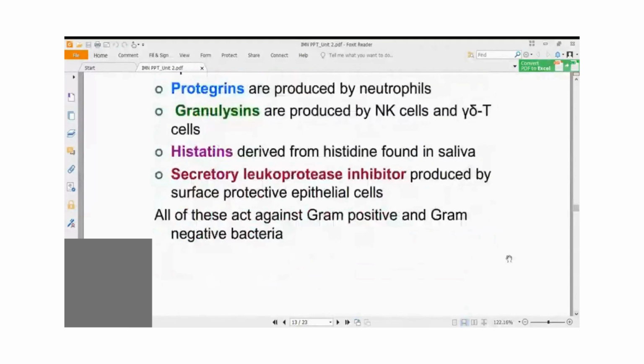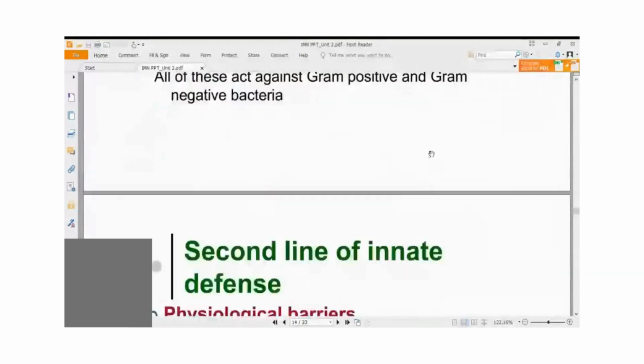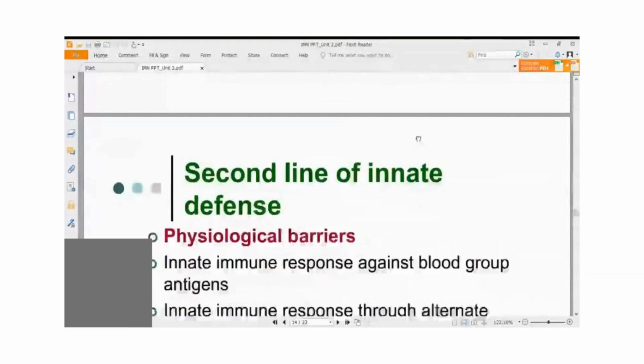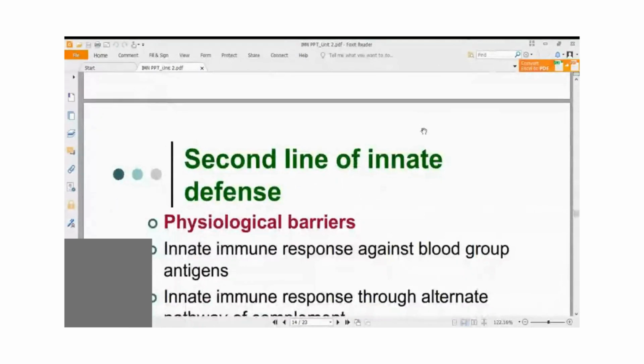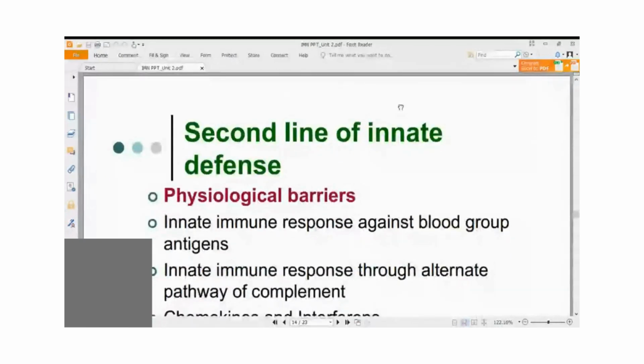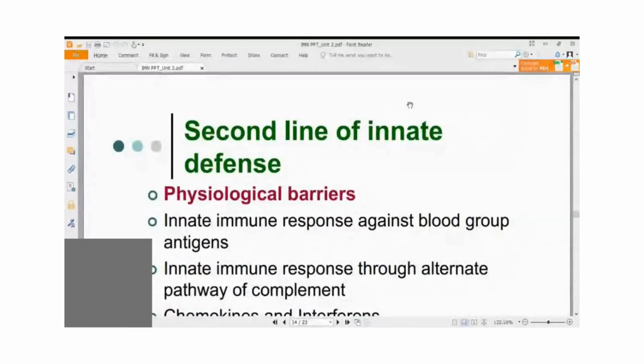Okay, so now we will move on to the other part of the innate immune mechanism. We have dealt with the first line of defense. I have said that the first line of defense is surface protective mechanism. It is all the mechanism that is there on the surfaces.